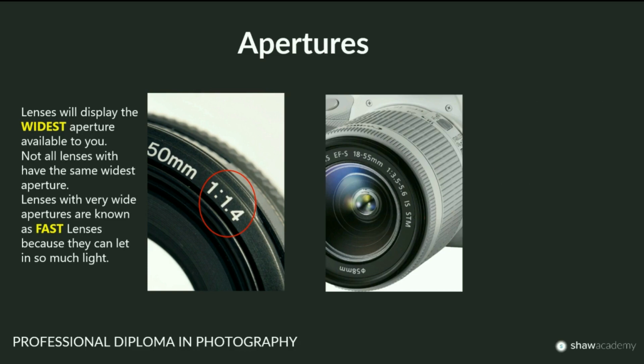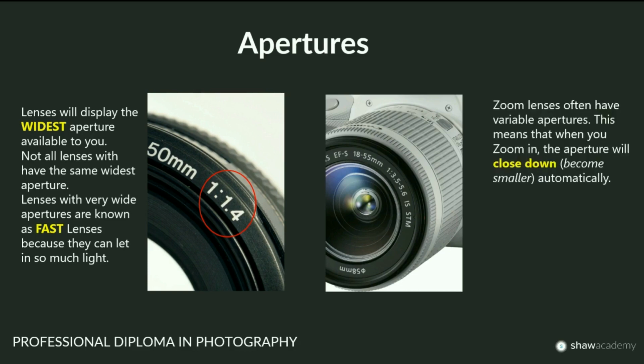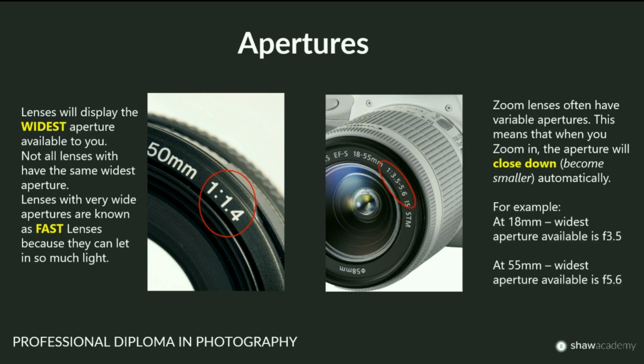On zoom lenses, it can get a little bit more complex because some zoom lenses have what's called a variable aperture range. Again, if you think back to lesson 3, we had a look at this as well. This means the aperture may change when we zoom in or zoom out. At the widest, at 18 millimeters, our widest aperture available is f3.5. But when we zoom in, it's going to close down automatically and change to f5.6.